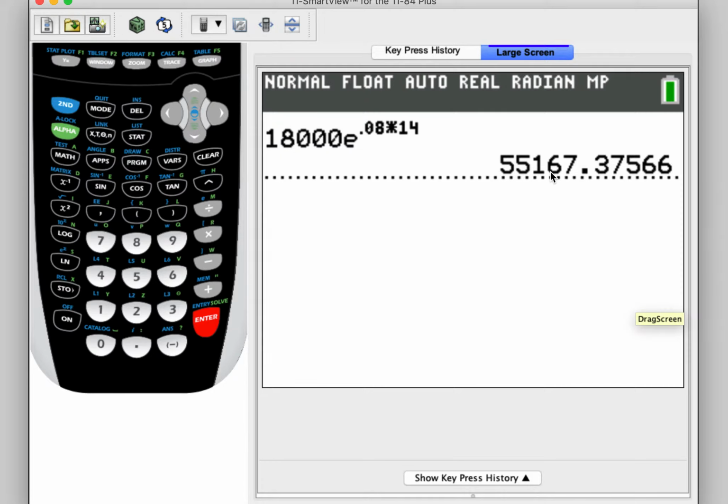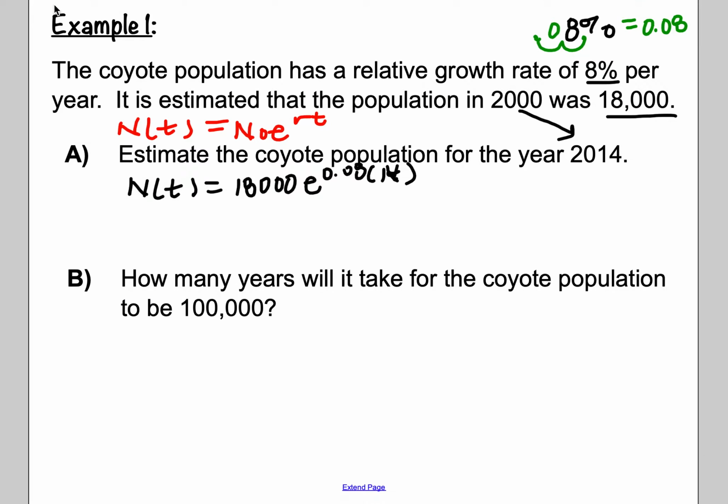Here is the answer we have: 55,167.37566. We have to think about our answer. Our answer is the population of coyotes. Can you have 0.37566 coyotes? No, you cannot. So we follow rules of rounding and round to the whole number. If I want to round to my ones place, I look at the digit after it. The 0.3 tells me to stay the same. So N of 14, after 14 years, is equal to 55,167 coyotes.